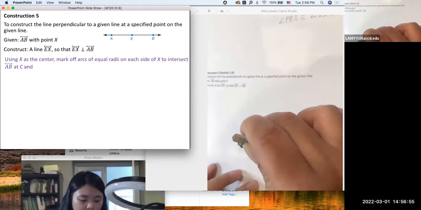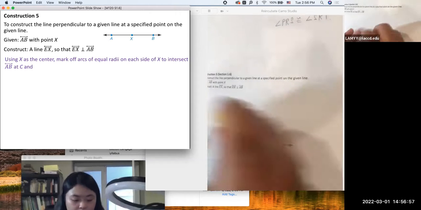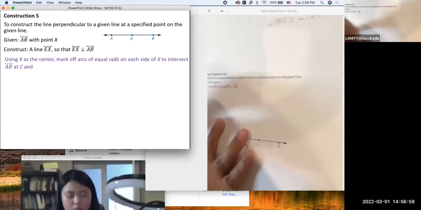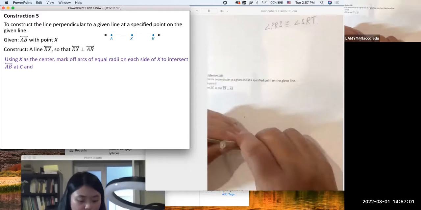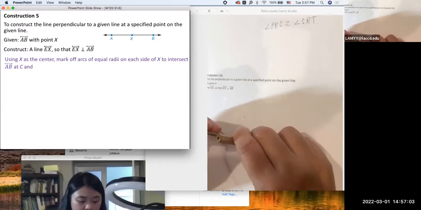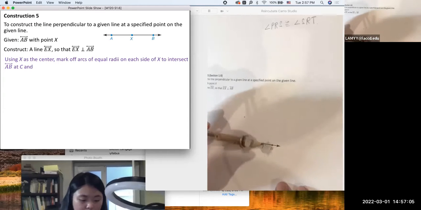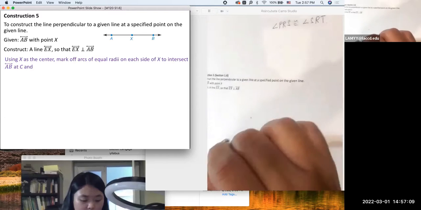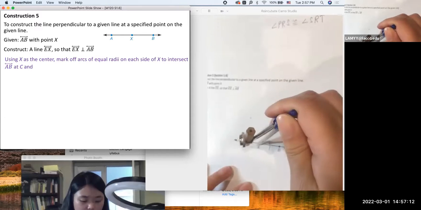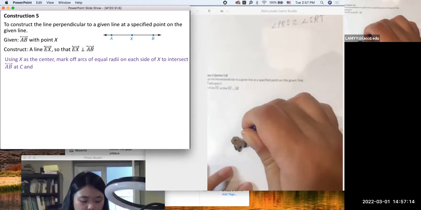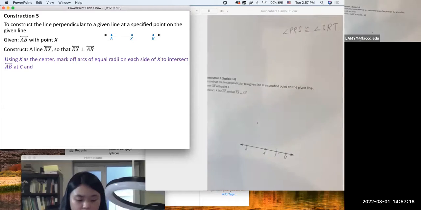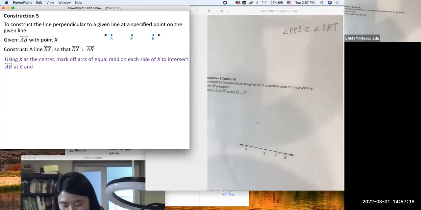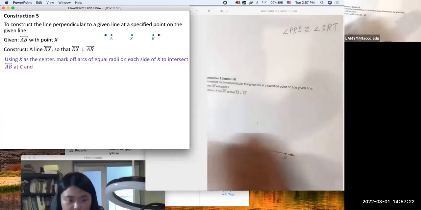I have difficulty with this one. Okay, one more time. Point it to the X, and then get the arc. Use the same radius. Hold on. Let me do it one more time.